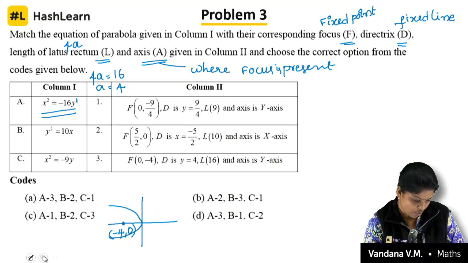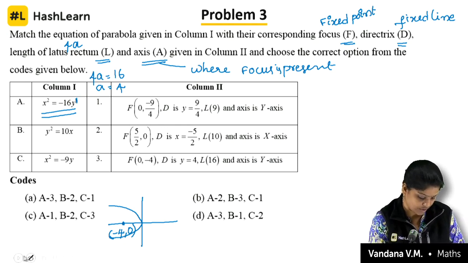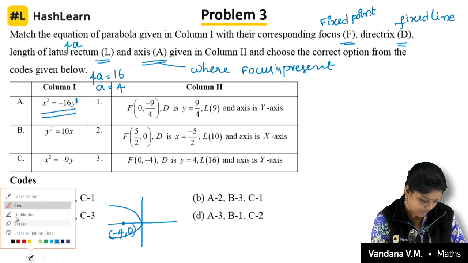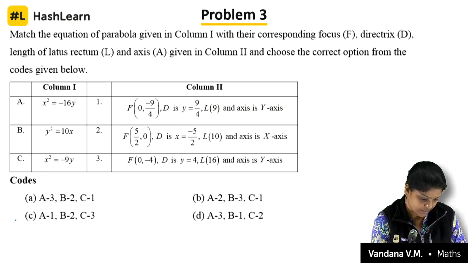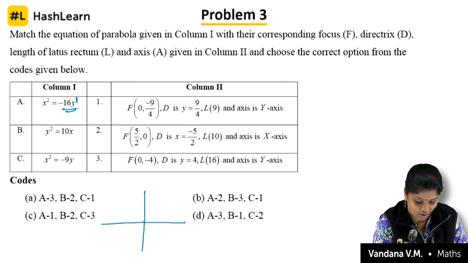Why did they give it wrong? It must be x square is equal to y. It is symmetry along the y axis, right? Just a minute. So this one is linear in y, symmetry along the y axis, but the negative is there. So it must be like this.